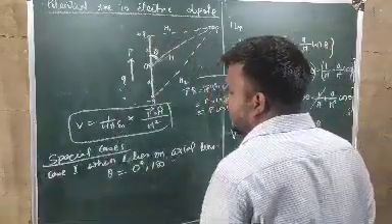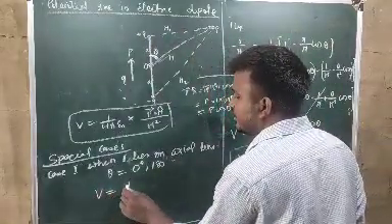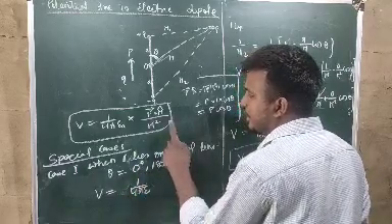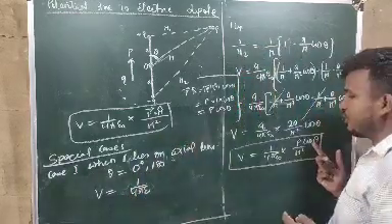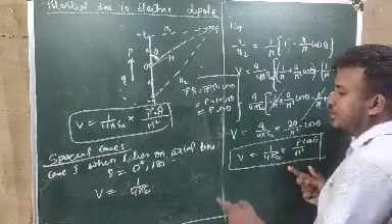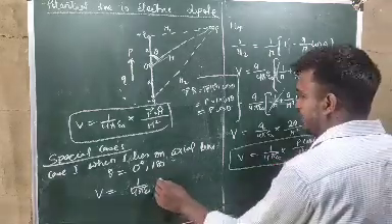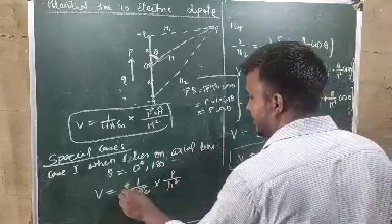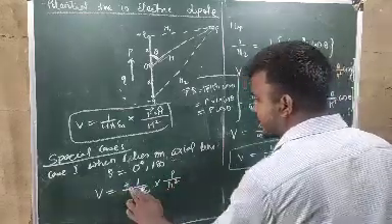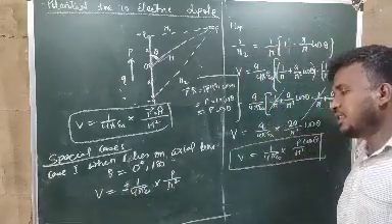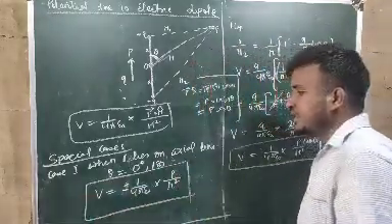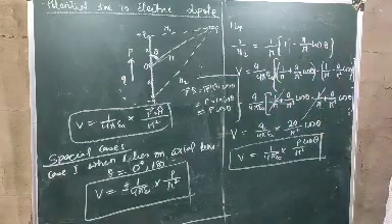So the potential: cos 0 is 1, so it will become plus. But cos 180 degree will be minus 1, so multiplied by p by r square, a plus minus sign will be there. The potential will be plus minus 1 by 4 pi epsilon naught multiplied by p by r square.